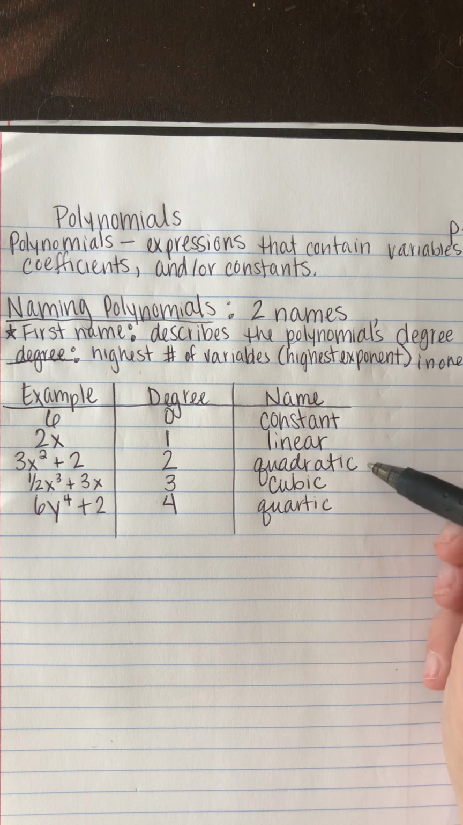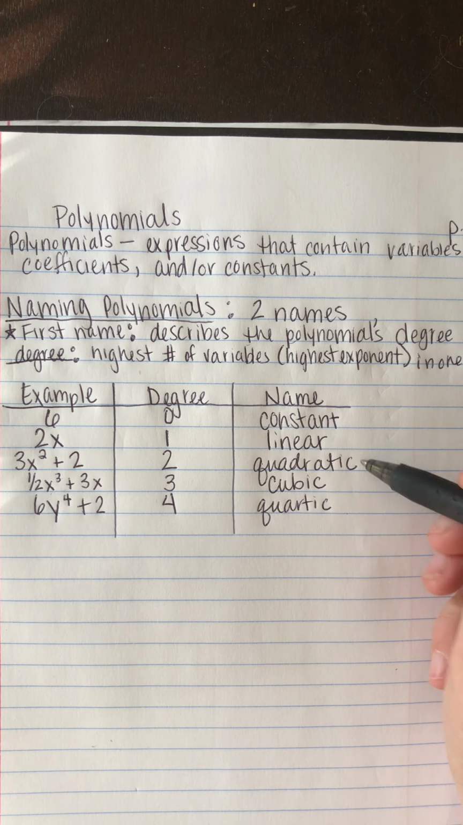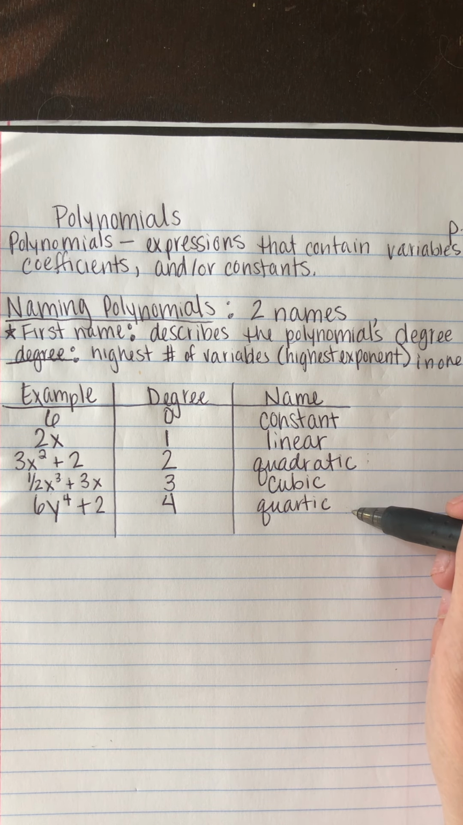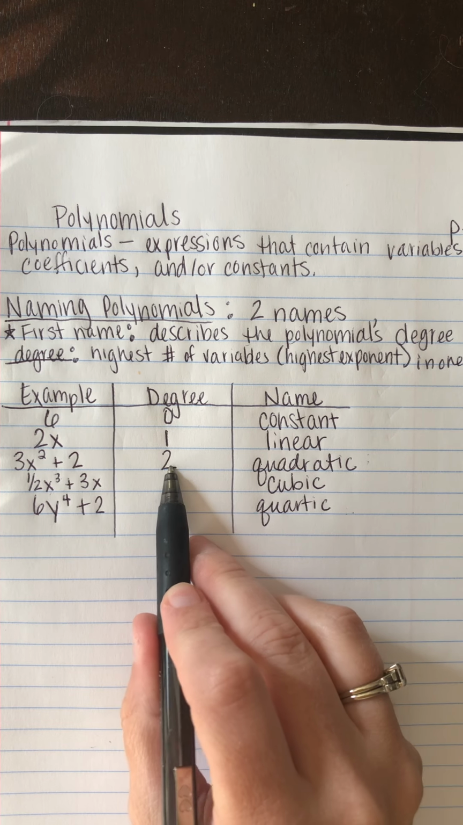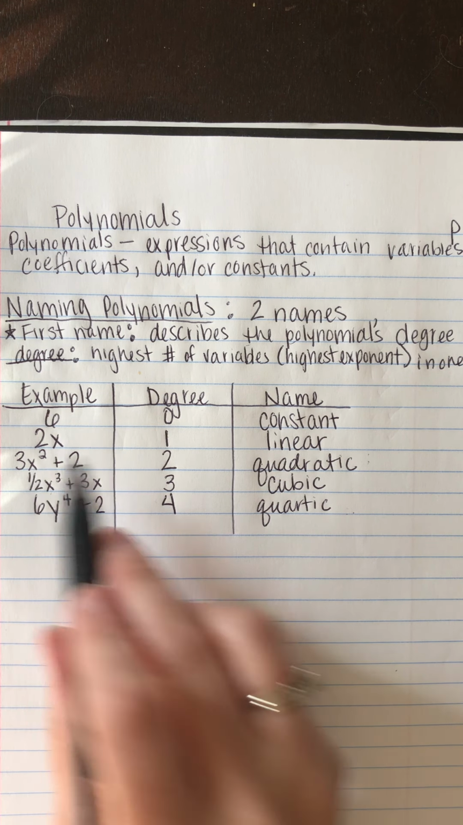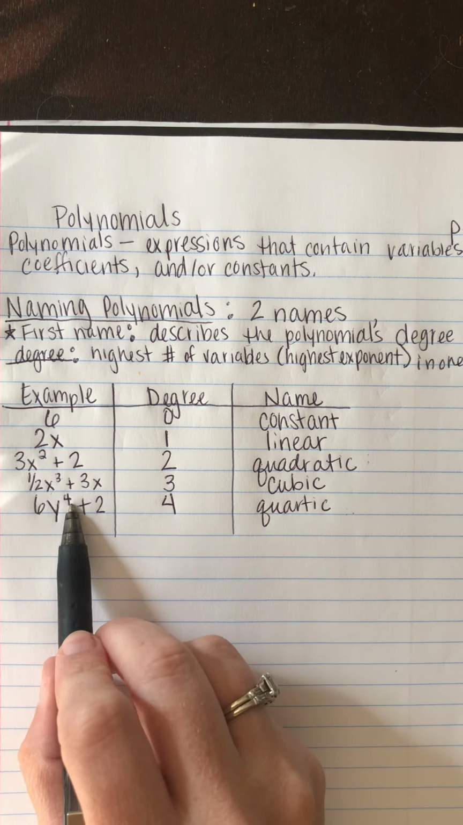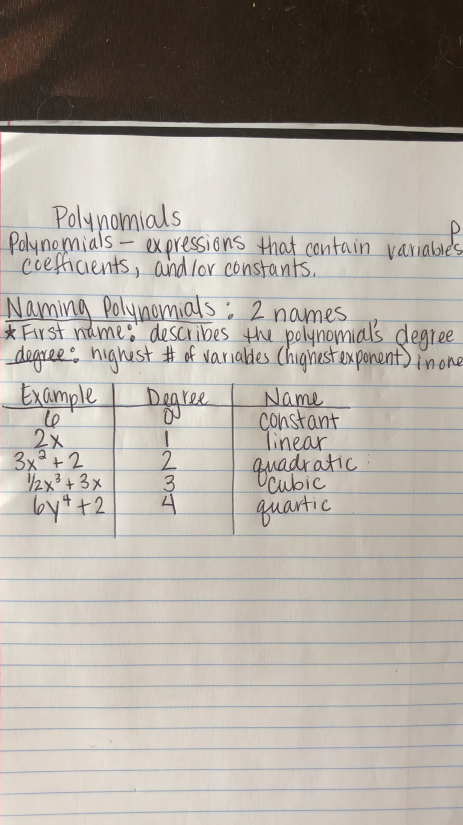So be careful because quadratic and quartic are very, very similar. Make sure that quadratic is your degree to the 2nd power. Our quartic is our degree of 4 here. All right. I have a couple more to do.